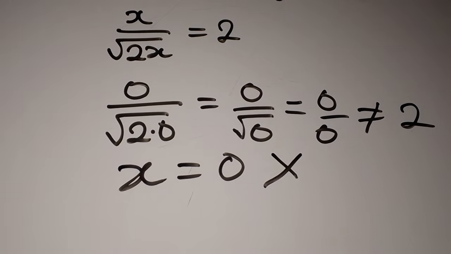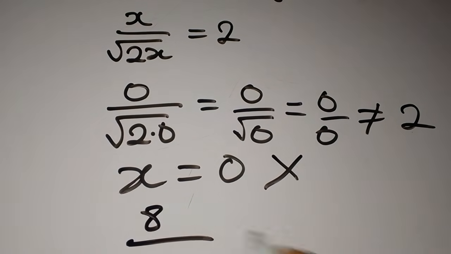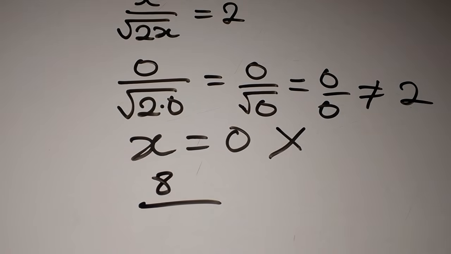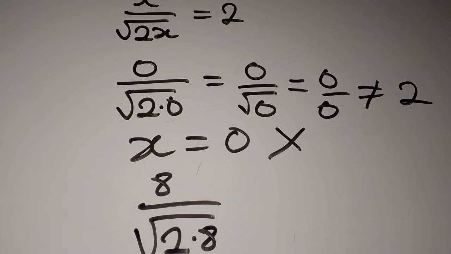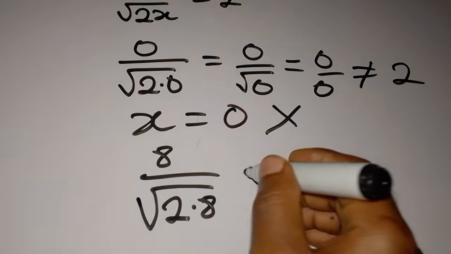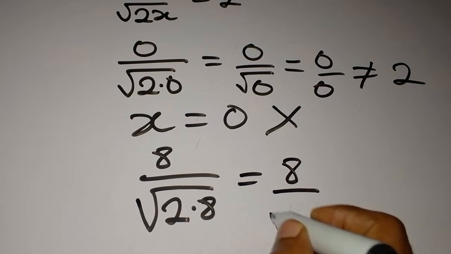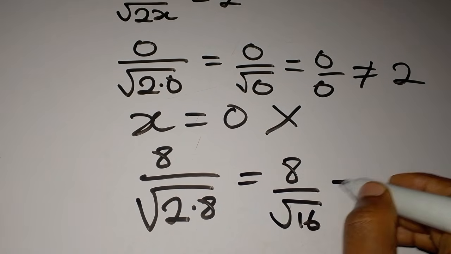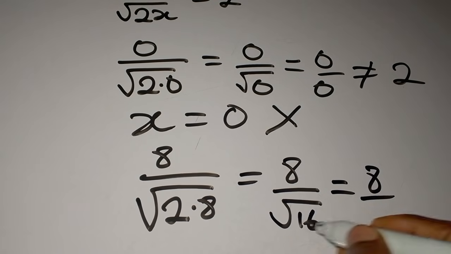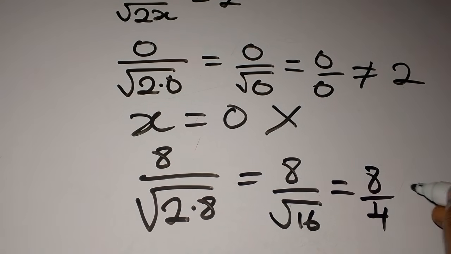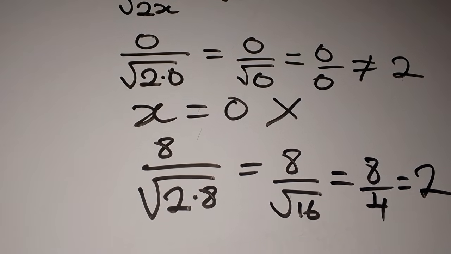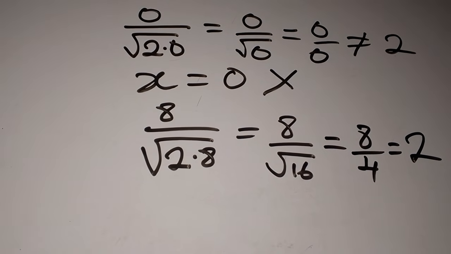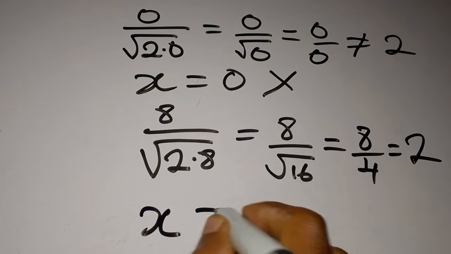But then if you put 8, you're going to have 8 over the square root of 2 times 8. That is 2x, 2 times 8 now. And now we have 8 over the square root of 16. And the square root of 16 is 4. And 8 over 4 is 2. No wonder we had 2 on the other side of the equation. So the only solution here is x equals 8.